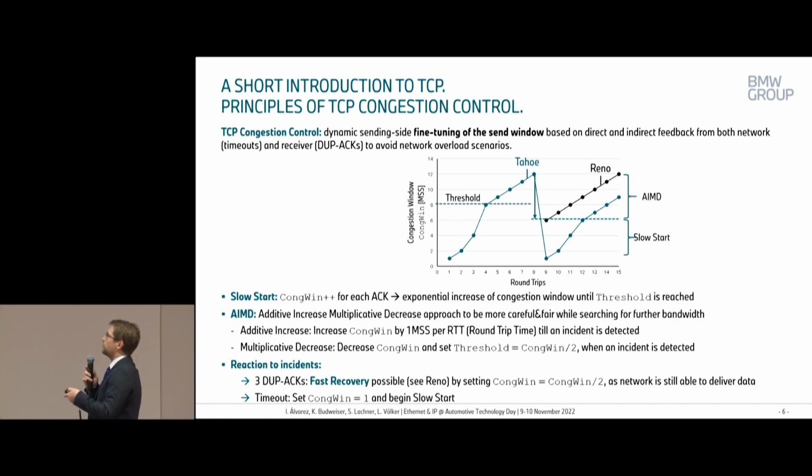For example, if you have 3 duplicate ACKs and you deploy the Reno algorithm, you reduce, of course, the threshold to half and start over with that value, because actually the network is able to deliver, right? And basically that is how all these algorithms differentiate.